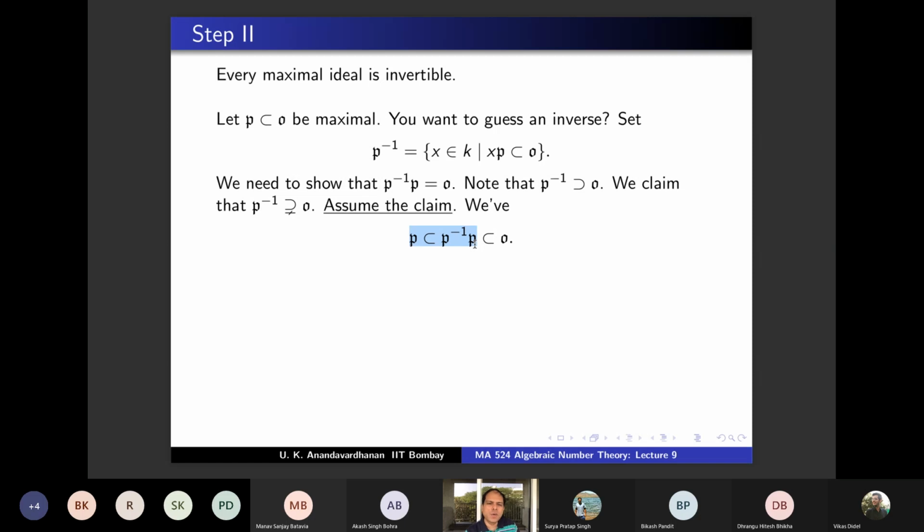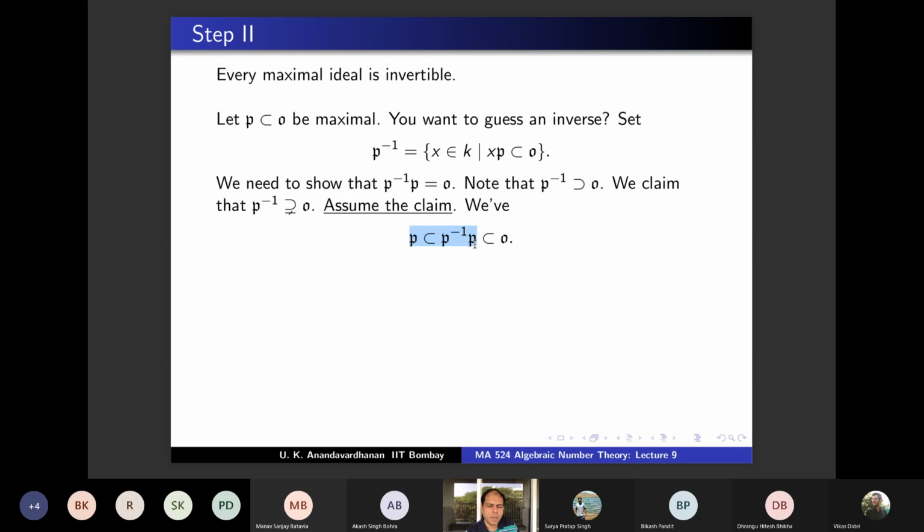Suppose P inverse P equal to P. That means if you take any element X in P inverse, then XP is contained in P, right? XP is contained in P if you take any element X in P inverse. But if XP is contained in P, do you agree that P is finitely generated over O? Because it's Noetherian, everything is finitely generated. So you've got a finitely generated O module P with the property that XP is contained in P.